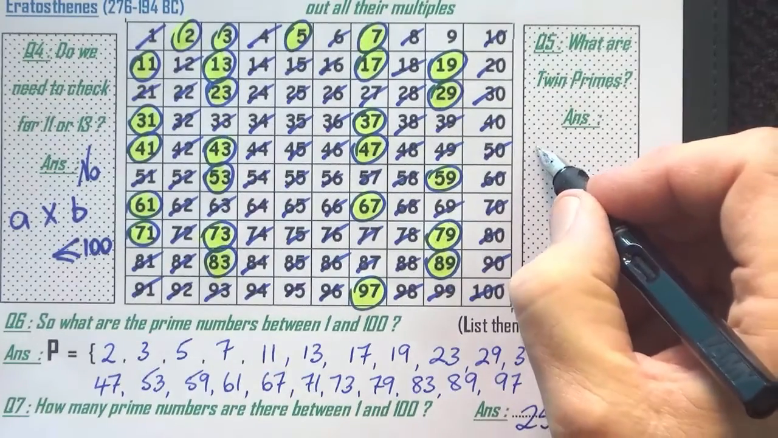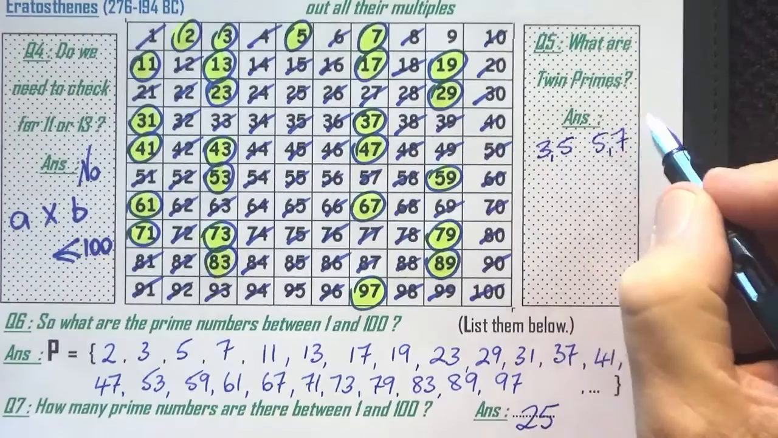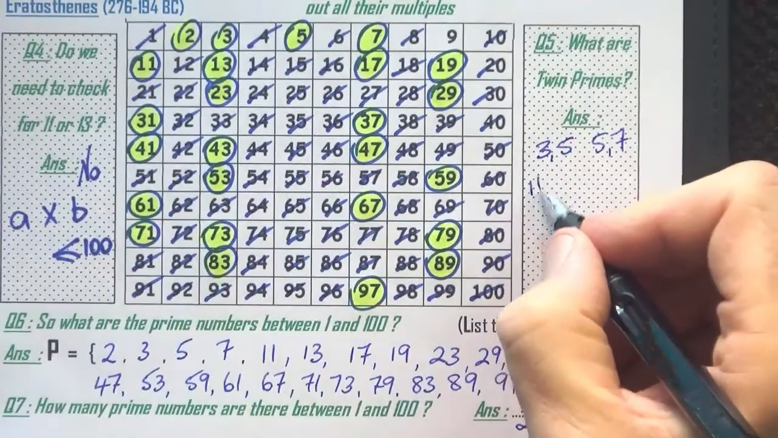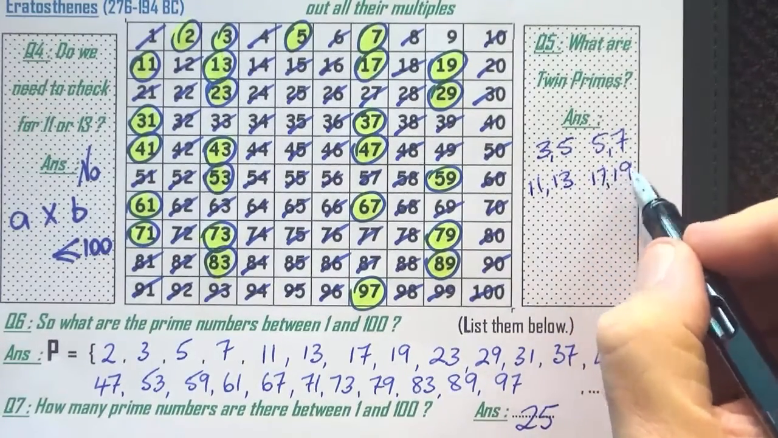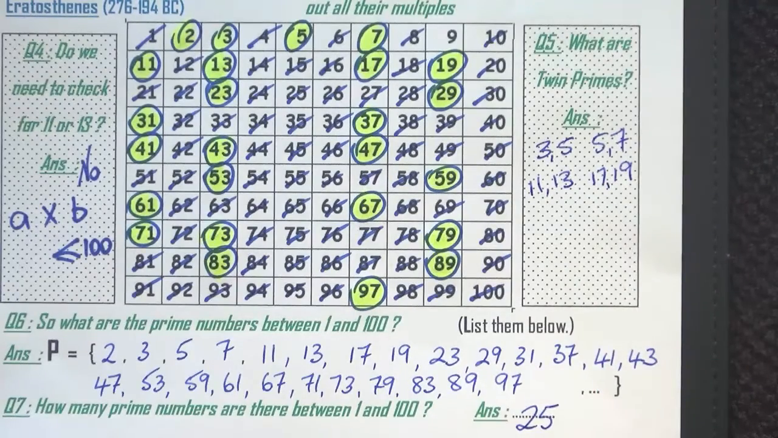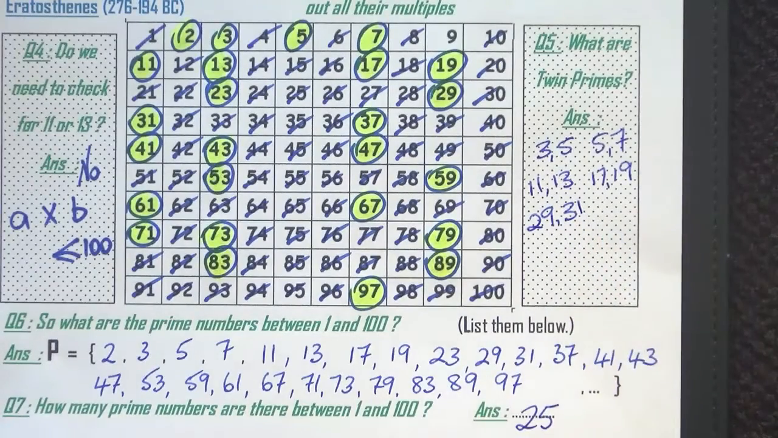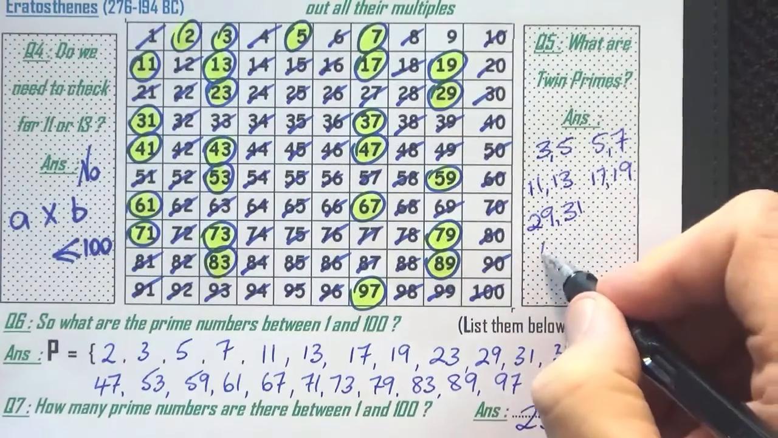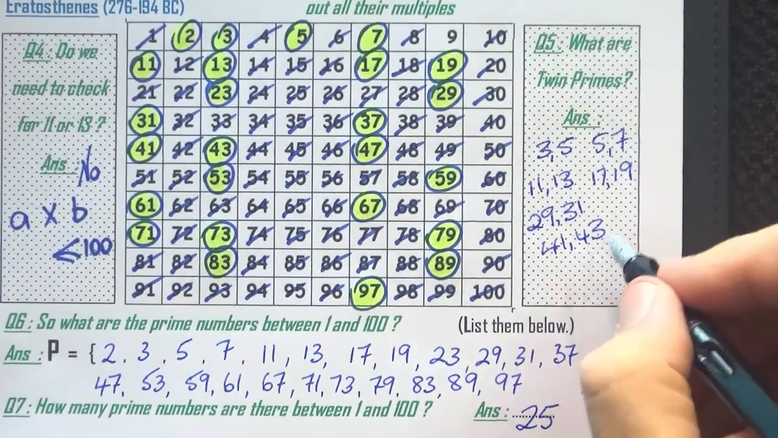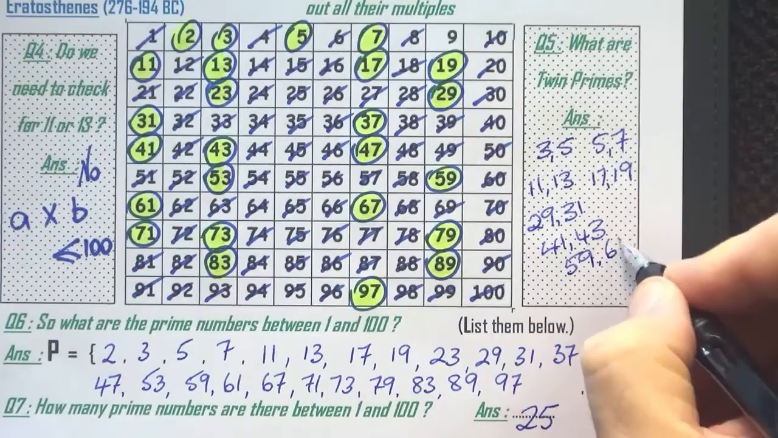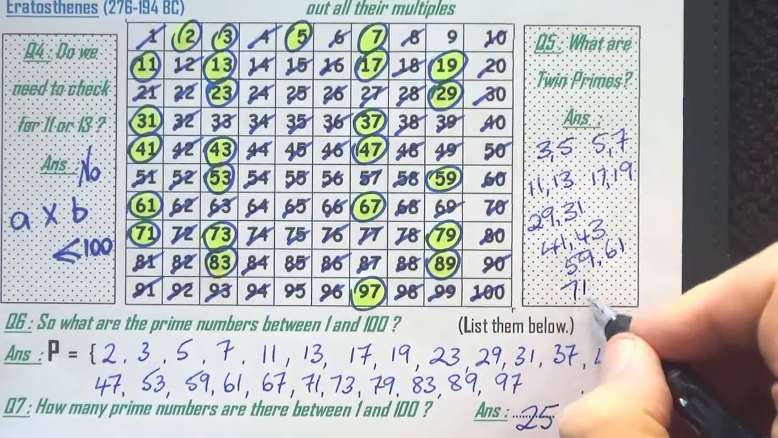So the twin primes here are 3 and 5, 5 and 7, 11 and 13, 17 and 19, 29 and 31, 41 and 43, 59 and 61, 71 and 73.